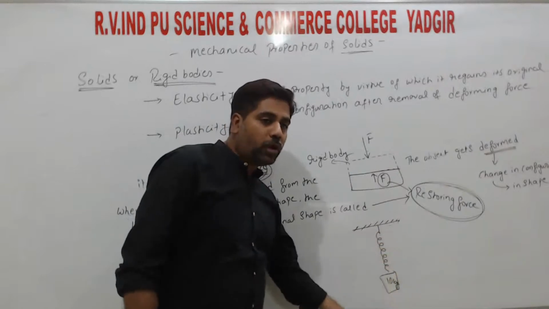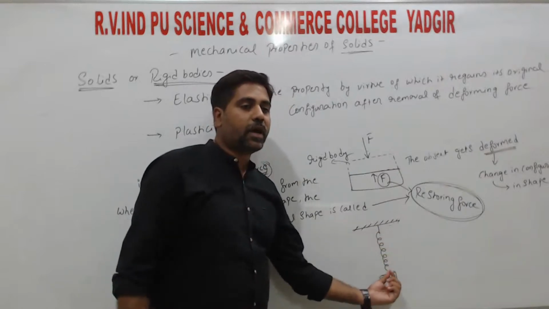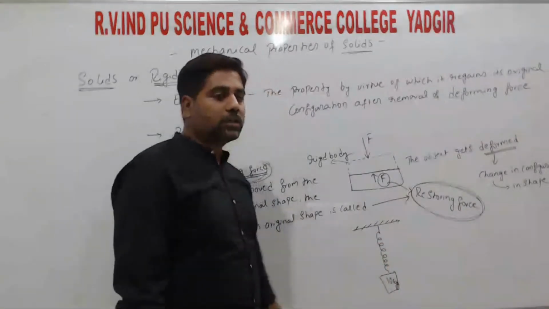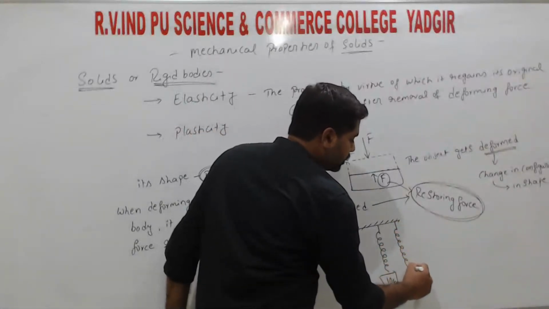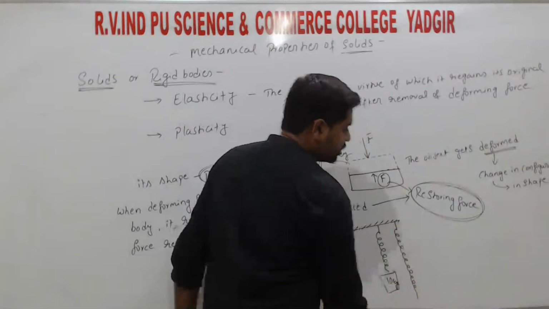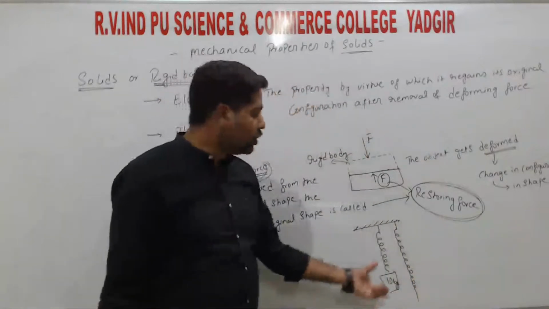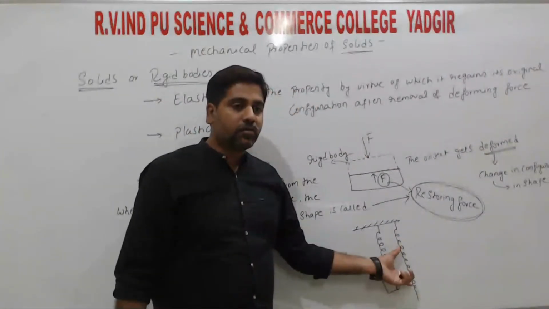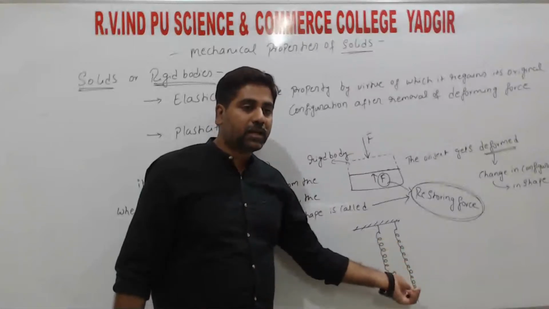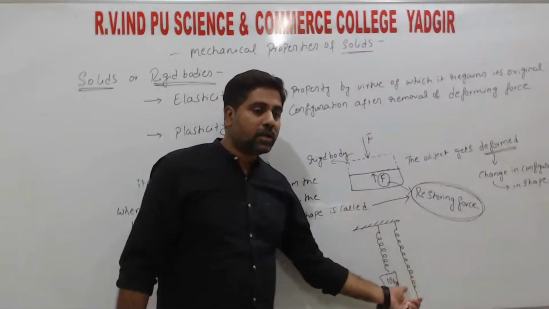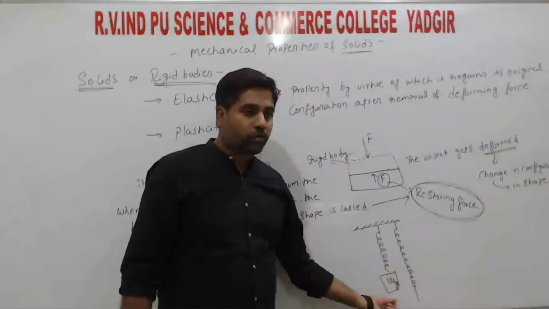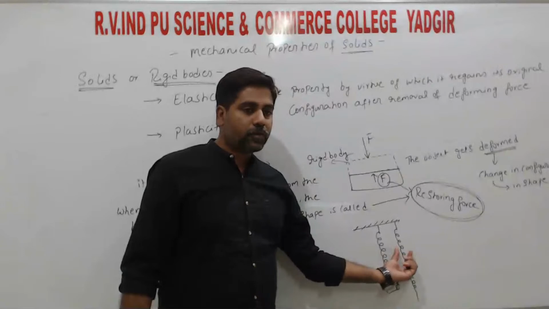That means we are pulling the spring downwards. That means we are applying the force onto that spring. So the length is increasing. So length increasing means its shape is changing. So it is deforming. So that is due to the deforming force. So due to the deforming force, the shape of the spring changes.